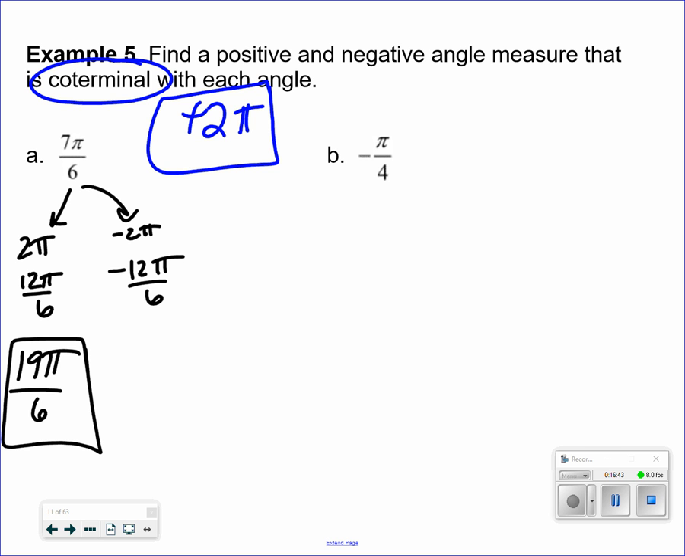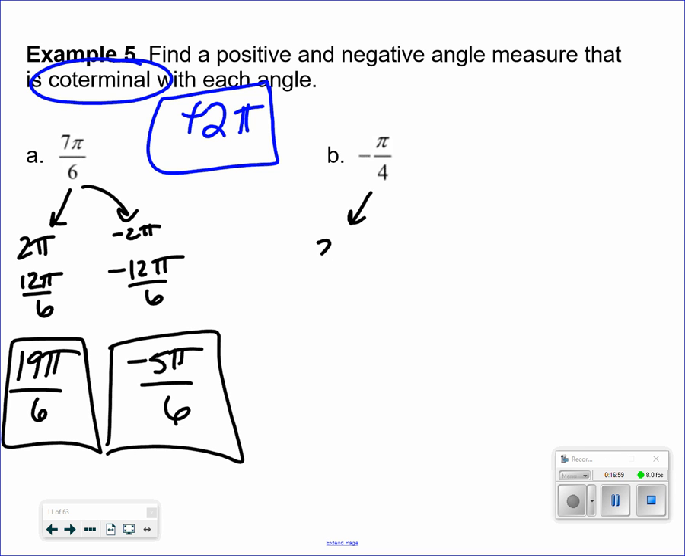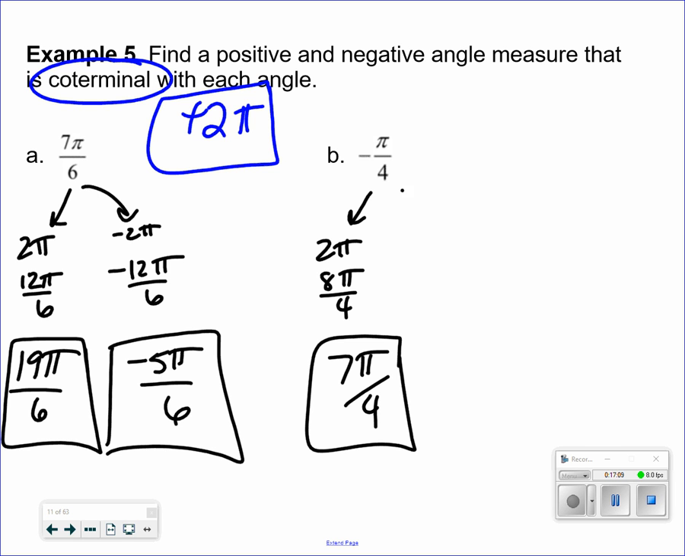And so then if I subtracted 12/6, I get negative 5 pi over 6. Again, adding and subtracting 2 pi gives you a coterminal angle, just like adding and subtracting 360 got me a coterminal angle. So if I added 2 pi, which is adding 8/4 pi, then I would get 7 pi over 4. So that's adding 2 pi. Subtracting 2 pi, or subtracting 8 pi over 4, then I would get negative 9 pi over 4.